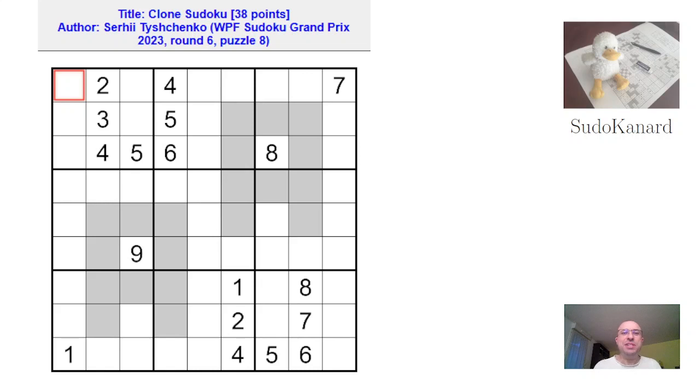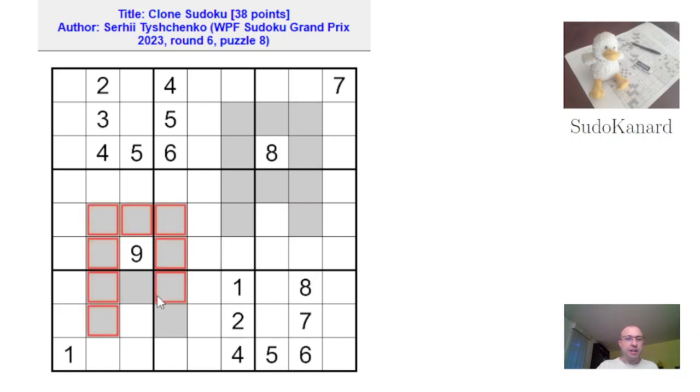We are here to solve this clone Sudoku by Serhii Tyshchenko from Ukraine. This puzzle was featured in the latest Sudoku Grand Prix, and I really enjoyed it. I hope I will enjoy it again. So the special rule is that with those shaded A-shaped regions, the corresponding cells must contain identical digits. They must be clones.